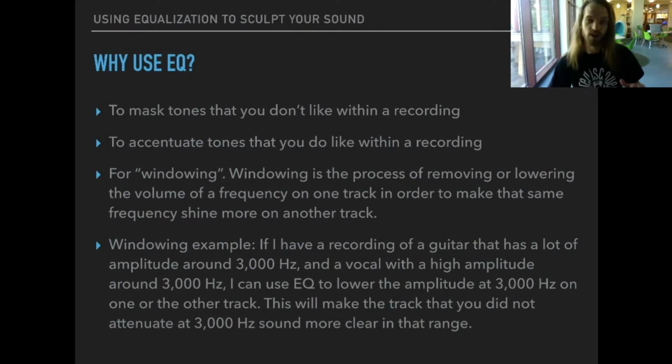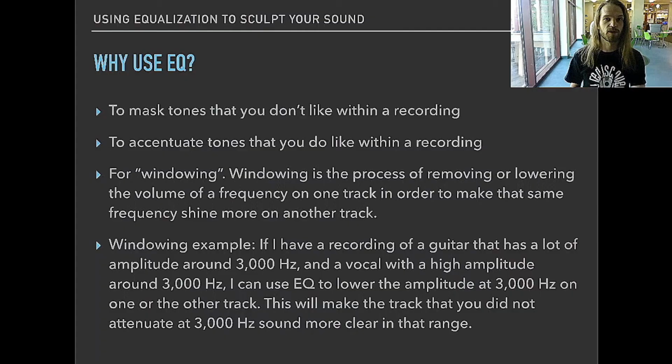So anyways, windowing: if the guitar has a lot of volume, amplitude going on around 3000 hertz, and the vocal has a lot going on around 3000 hertz, you would pull the 3000 hertz in that band down in order to make the other track shine. So if you pulled it down in the guitar, then the vocal would become more clear. If you pulled it down in the vocal, then the guitar should become more clear, in theory. So that's why you would use EQ, and we're going to go through some of those applications here in a bit.